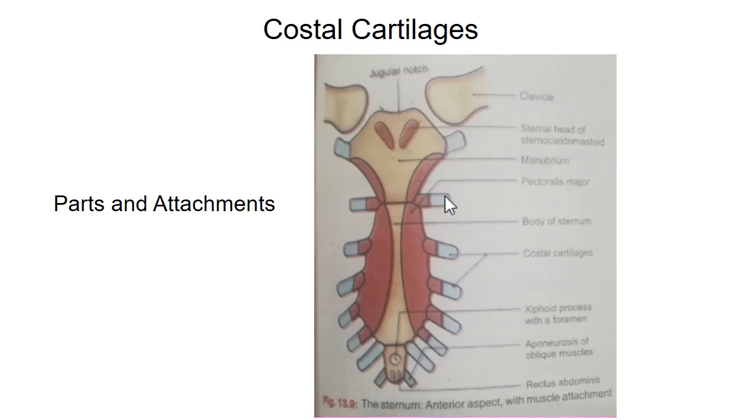The second to sixth costal cartilages, this is the second costal cartilage, third, fourth, fifth and sixth. As you can see in this image, the second to sixth costal cartilages give origin to the pectoralis major muscle. The remaining cartilages give attachment to the flat muscles of the anterior abdominal wall. The 8th, 9th and 10th costal cartilages give attachment to the internal oblique muscle of the abdomen, while the rectus abdominis muscle is attached to the 5th, 6th and 7th costal cartilages.